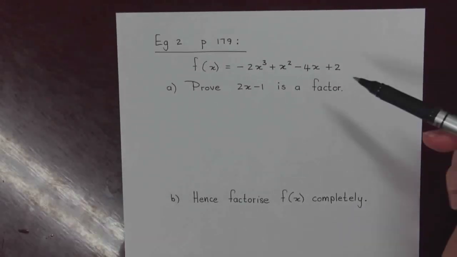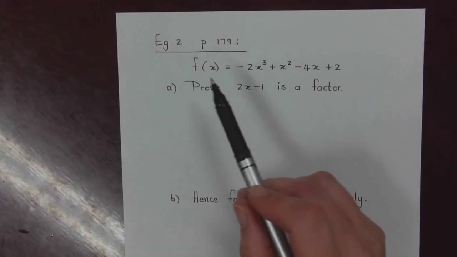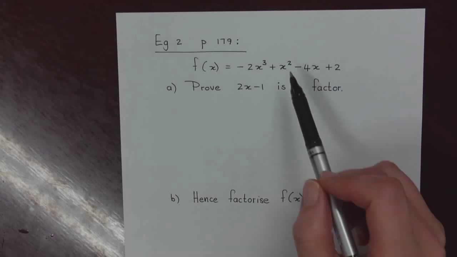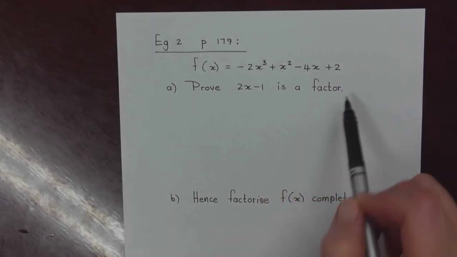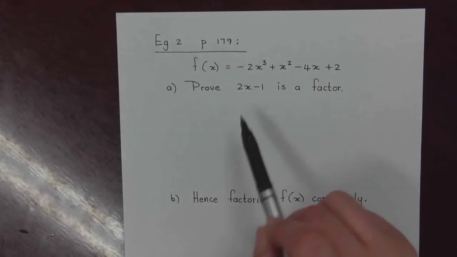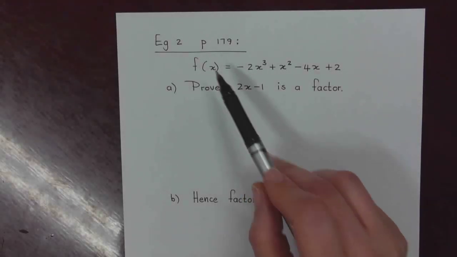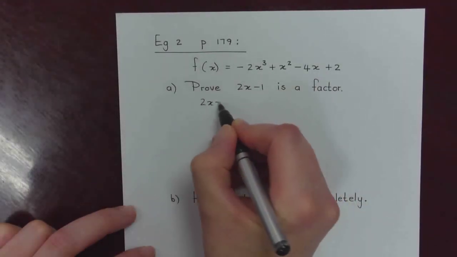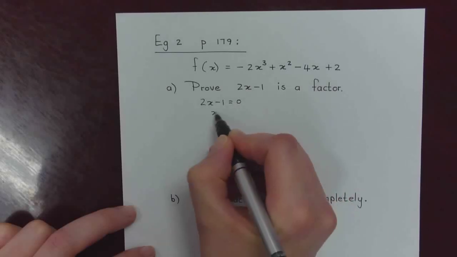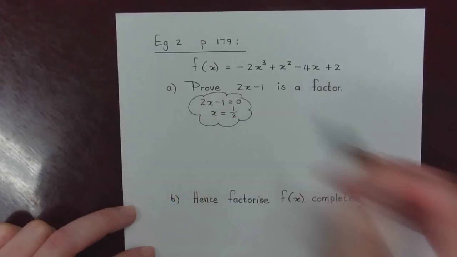And this is example 2 on page 179. It says, if it's given that f(x) is equal to minus 2x cubed plus x squared minus 4x plus 2, firstly, prove that 2x minus 1 is a factor. So in order to prove that 2x minus 1 is a factor, we first have to substitute. I'll just remind you again, we're going to do 2x minus 1 equal to 0, which means x is equal to a half. So that's what I'm going to have to substitute in to prove it's a factor.